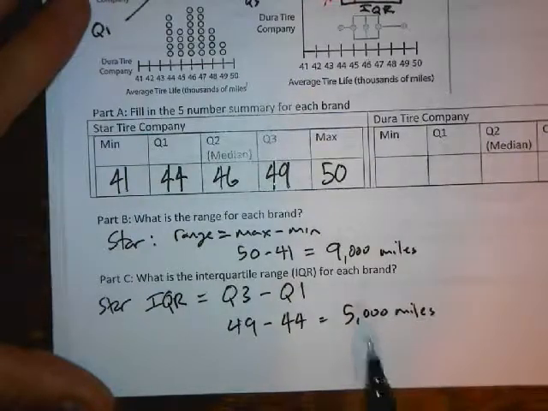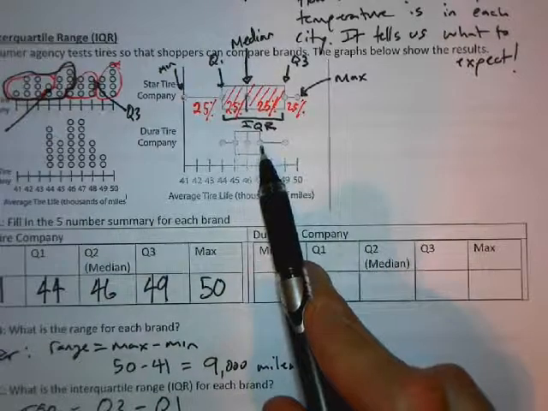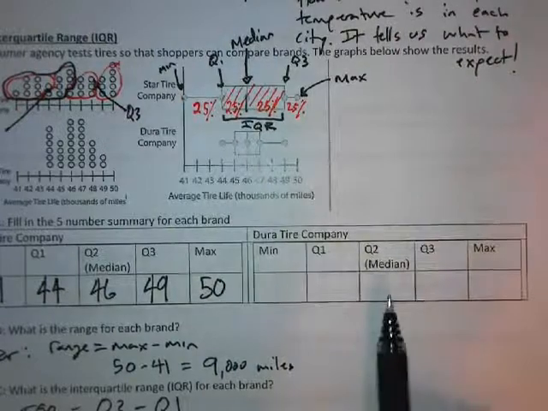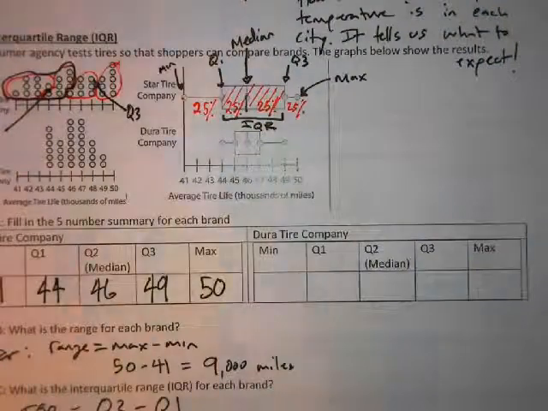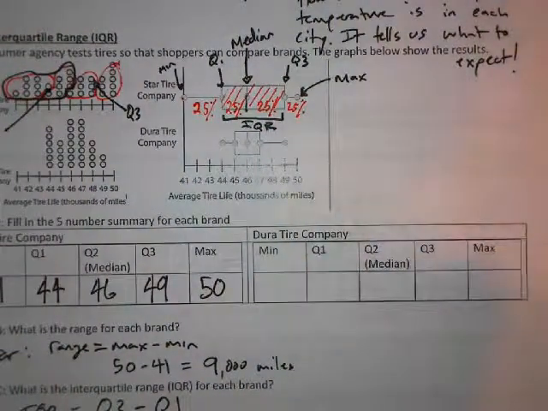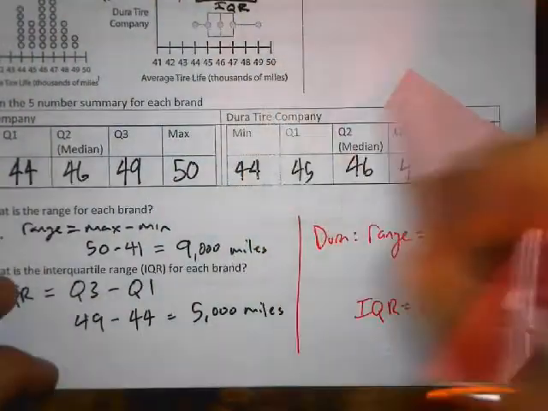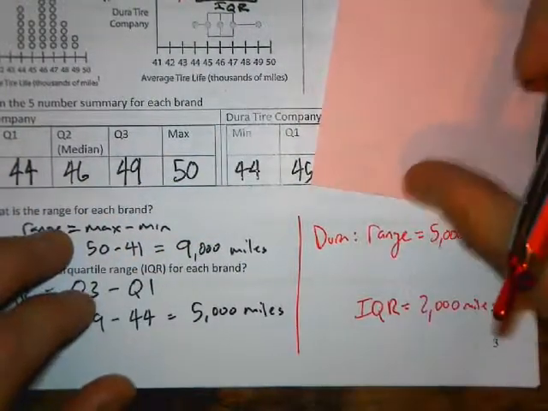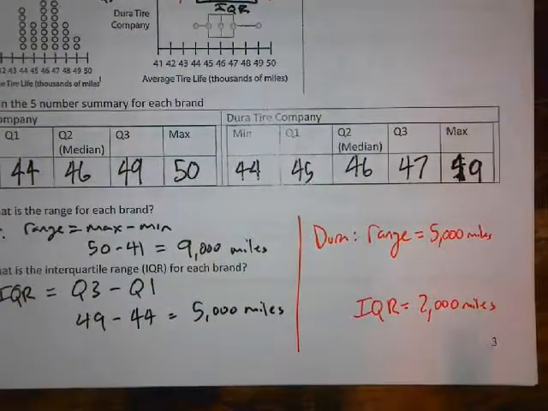Okay, go ahead and find the 5-number summary for Dura Tire Company, then find the range and the IQR for the Dura Company. Pause the video and then restart to check with the control. Okay, ready to check? So here's the 5-number summary, and here is the range and IQR for Dura tires.